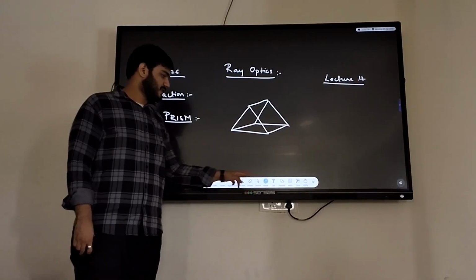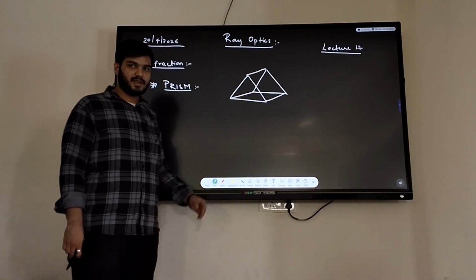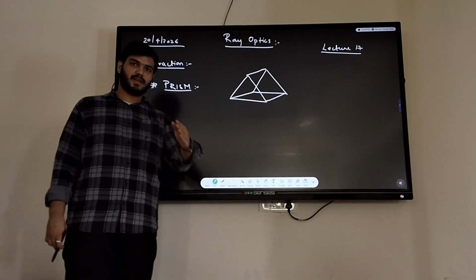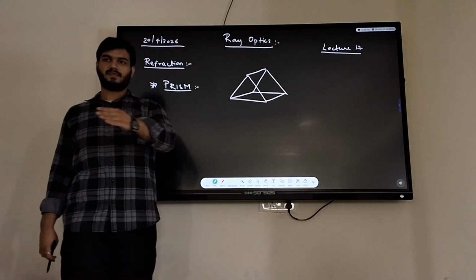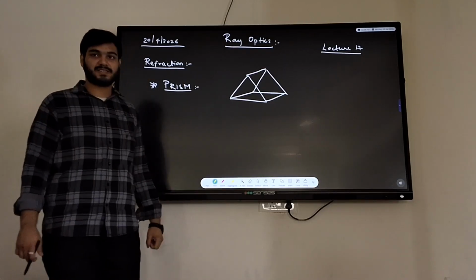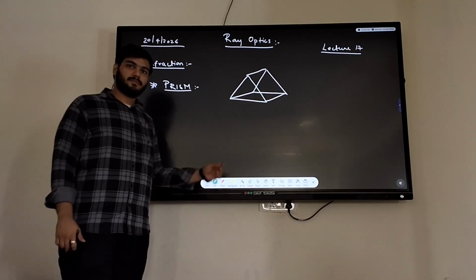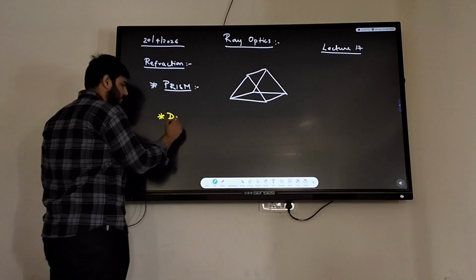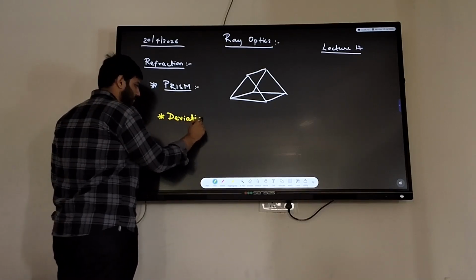But for dispersion, one important thing is deviation. If your ray enters like this, then it suffers some deviation and comes out at some other angle, in some other direction. So that will be important to us later. So let's talk about deviation first.